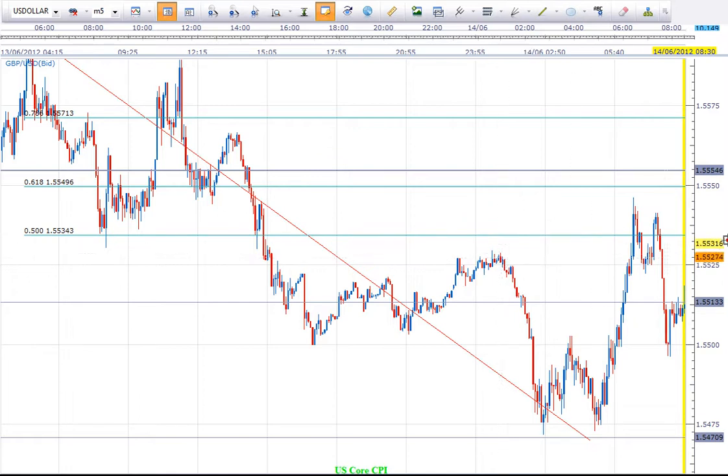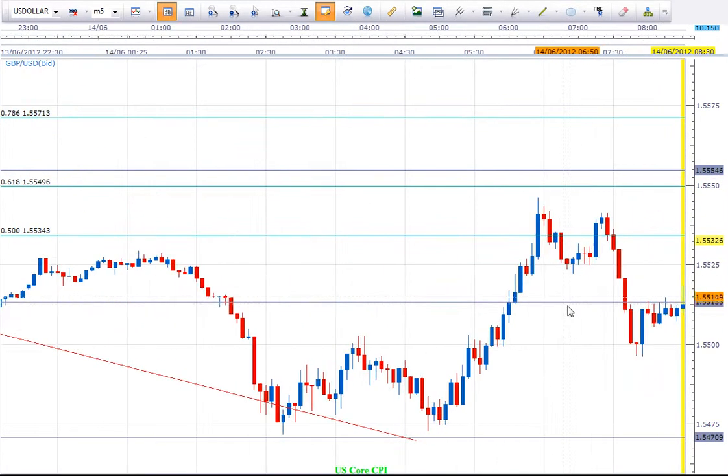Now in normal circumstances, if I couldn't take a reward of just 35 pips when I had a risk of 40 pips, I might not have wanted to enter the market. But right now, I think it is plausible that the GBP USD would go up to 1.5554. Let's see what actually happened.